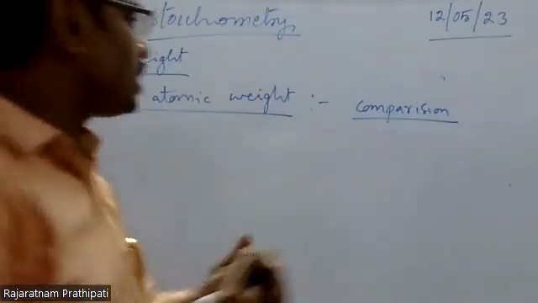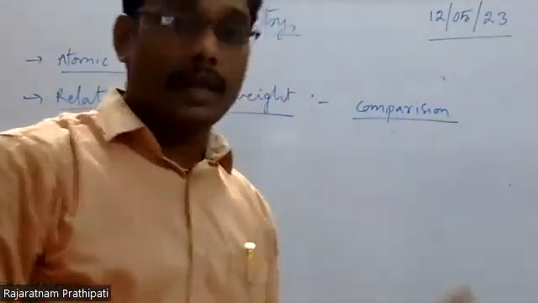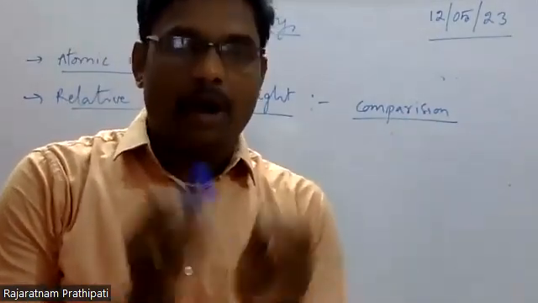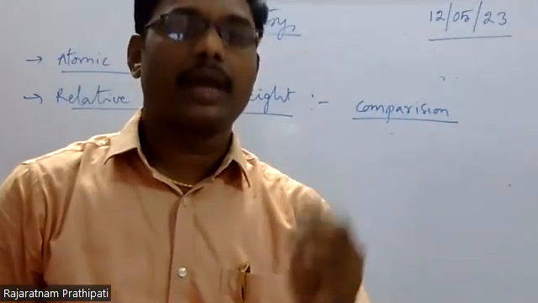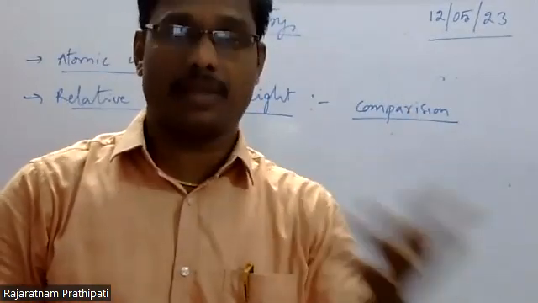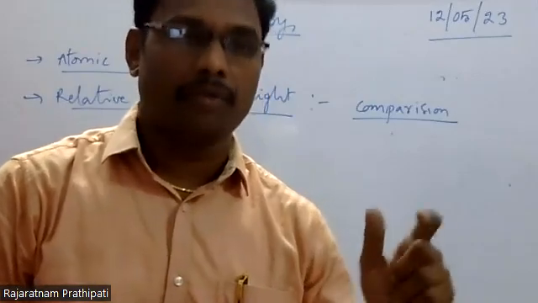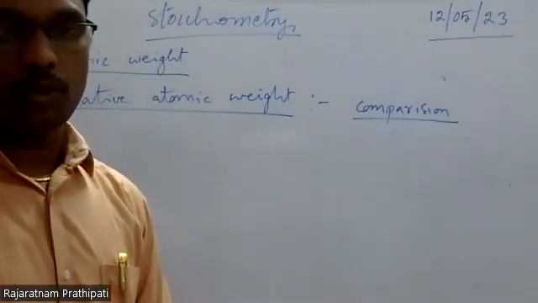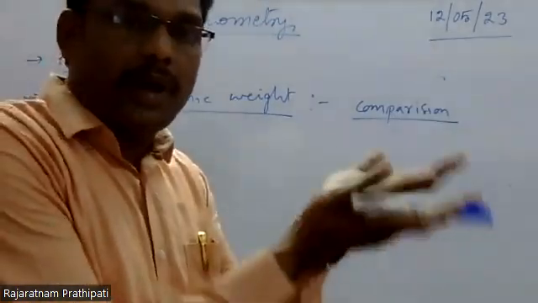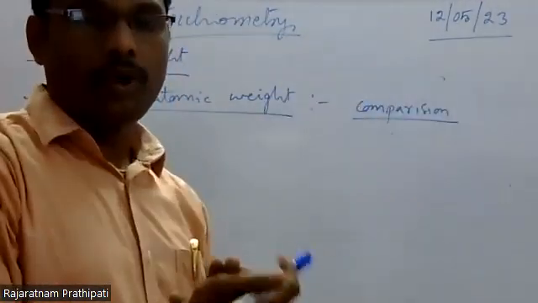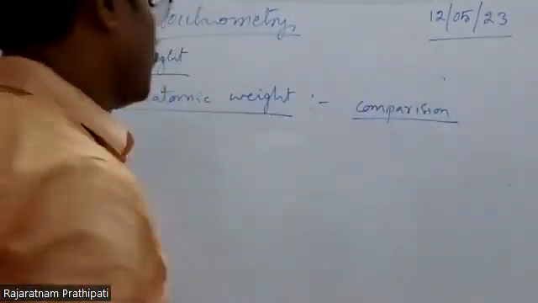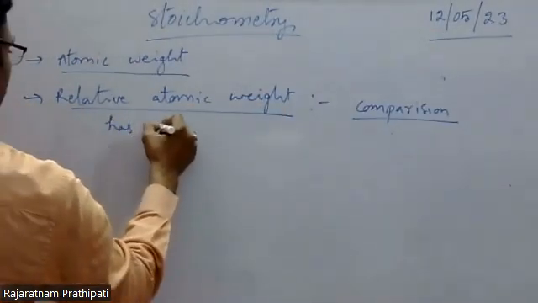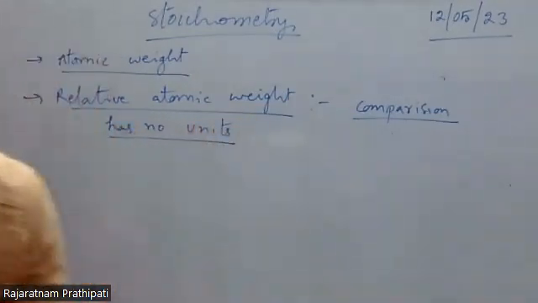Comparison. Comparison with whom? Comparison with what? Comparison of AMU. The mass of one atom of any element is how many times heavier than 1 AMU, or 1/12th part of the C-12 isotope? How many times heavier means we are comparing with AMU. We are giving a ratio. That's why relative atomic mass, or atomic weight, has no units.